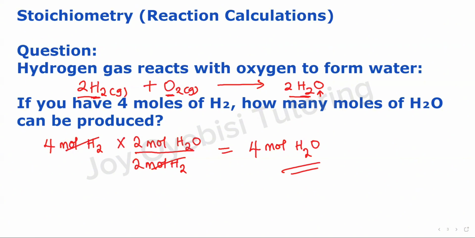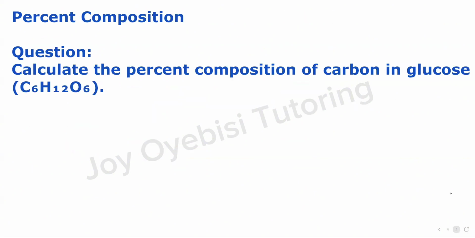And that is it. The other question I have is on percent composition. So you're asked to calculate the percent composition of carbon in glucose. So we're going to look at the formula of glucose and go ahead and calculate the molar mass. So starting with carbon, there are 6 of them. Multiply that by 12.01 mass of carbon in the periodic table. That gives us 72.06. Now hydrogen is 12 multiplied by the mass of hydrogen, which is 1.008.